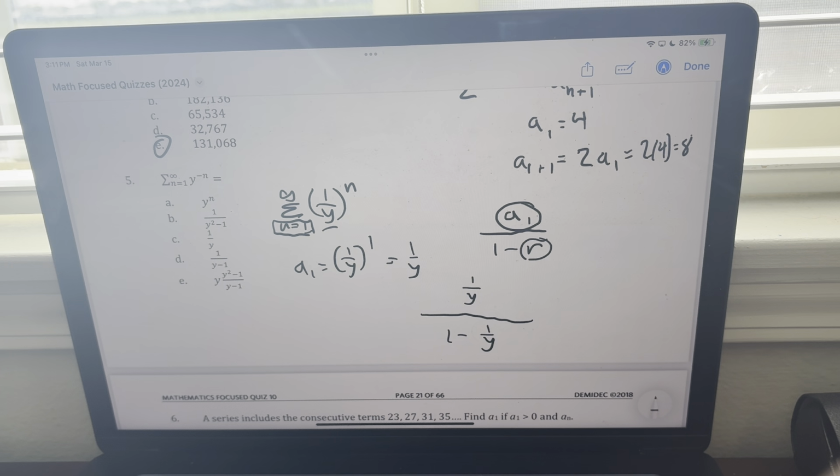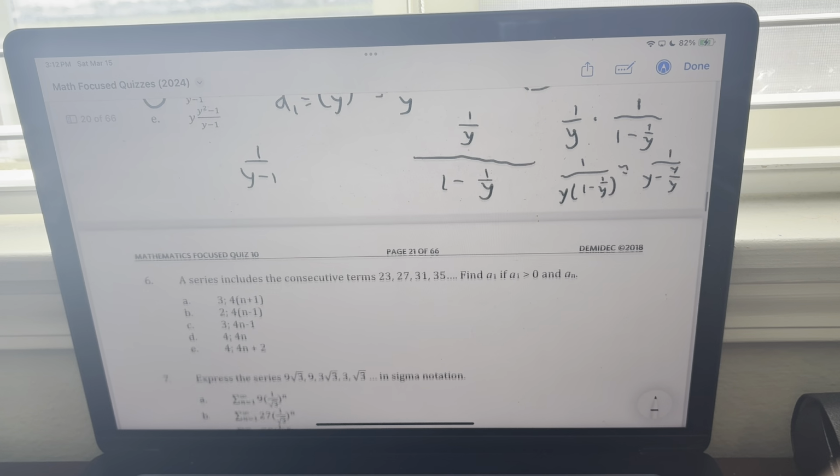So then, if we go ahead and do the normal rules of multiplying instead of dividing, we can do 1 over y times 1 over 1 minus 1 over y, which we just multiply the top and bottom. We do 1 over y times 1 minus 1 over y, which we will get 1 over y minus y divided by y, which is just 1 over y minus 1. And so we get the answer D. So this is a bit more algebra.